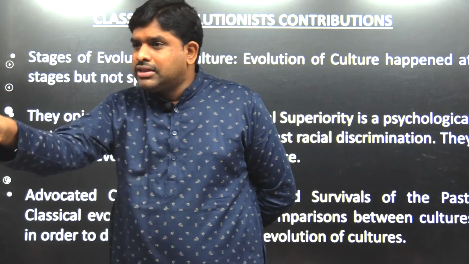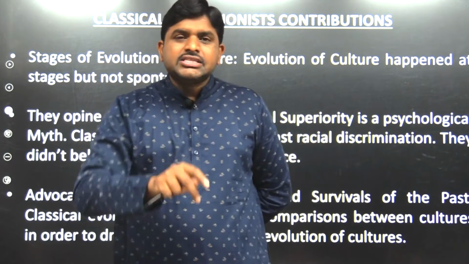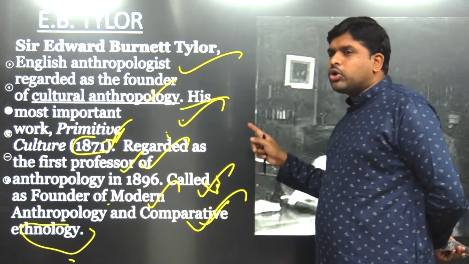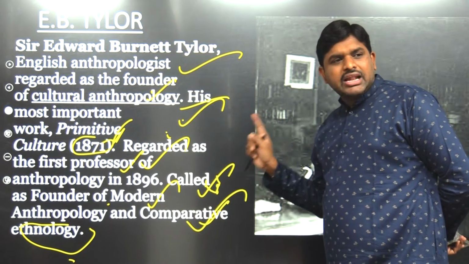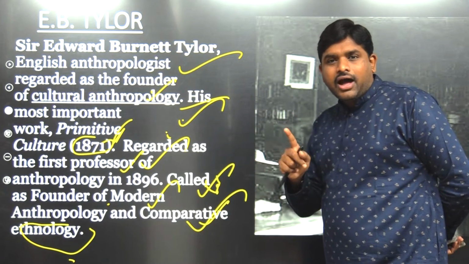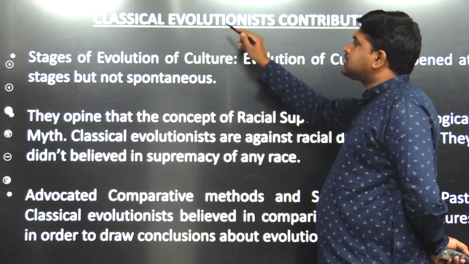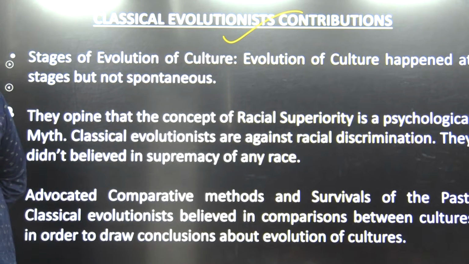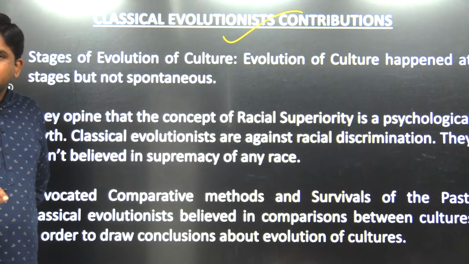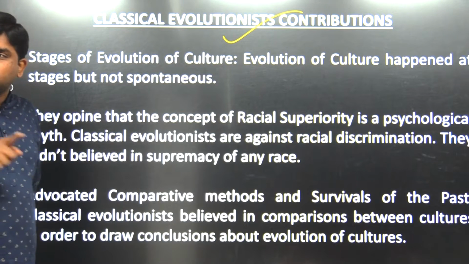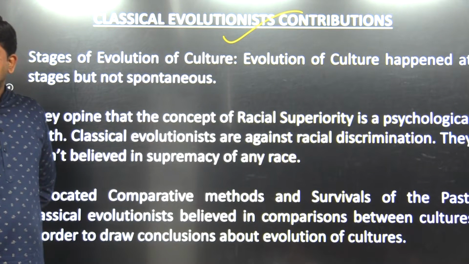So you people are clubbed together as right wing, you people are clubbed together as left wing. In the same way, these three people are clubbed together under one particular umbrella, one particular idea, one particular ideology. What is that ideology? They are accepting this ideology, so they are clubbed together under one particular school called classical evolutionism.